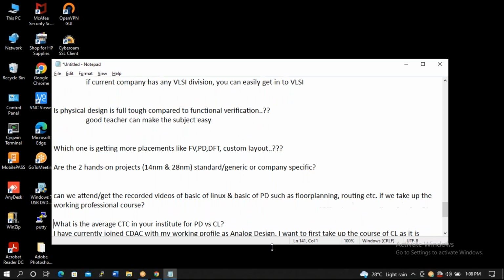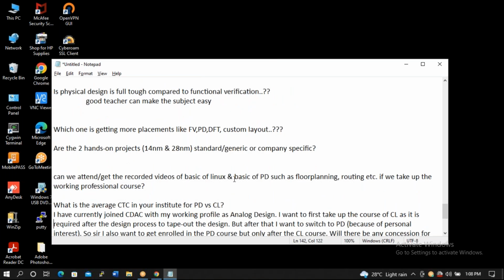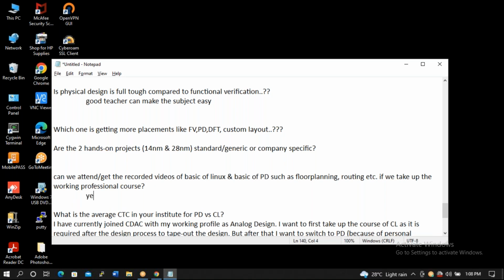Next, can we get a recorded session of both basic Linux and basics of PD, such as floor plan and routing, if we take up the working professional course? Yes. Everything is possible in the institute. The question is that he wants to get the basics of Linux and basics of PD. It is possible.